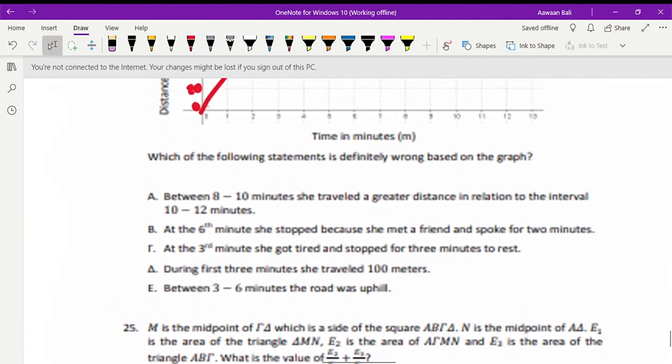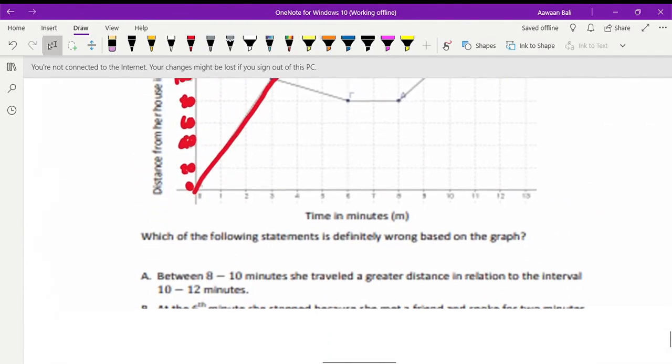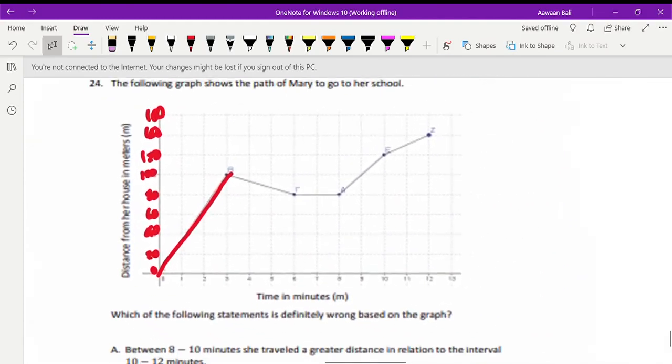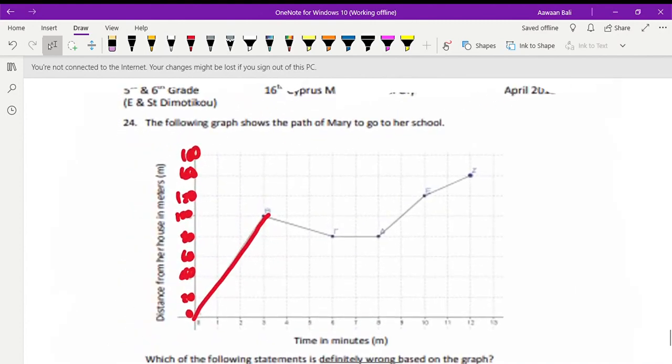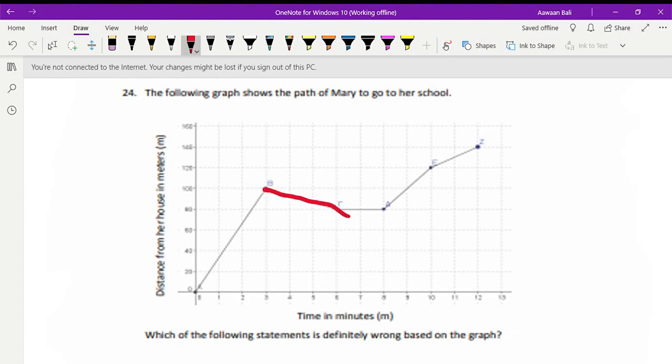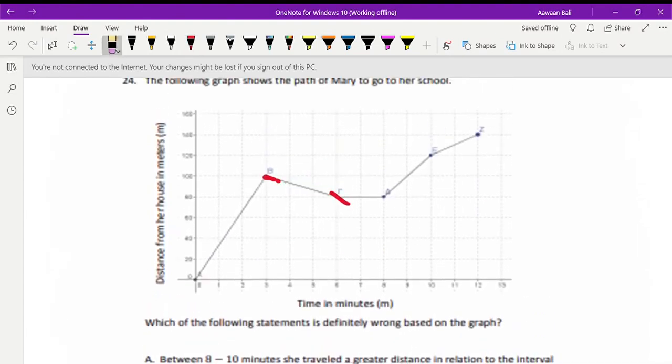Between 3 to 6 minutes, the road was uphill for Eta. Now, when we look at Eta, between 3 to 6 minutes, the road was uphill. Now, the line is only going down. Okay, so here the line's only going down to show that she's going slower. But why? Normally when you climb uphill, or like when a car drives uphill, you go slower, right? So here, this is exactly what Mari's doing. She's going slower because she's climbing uphill.